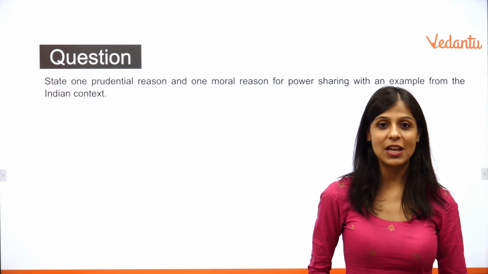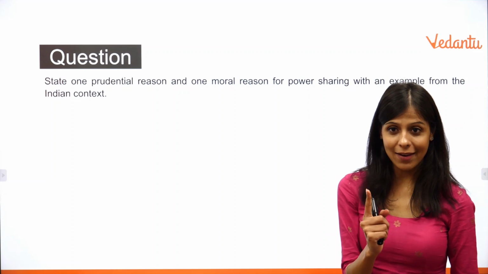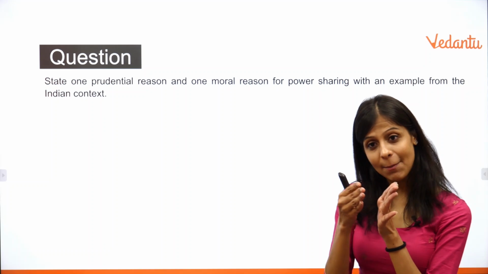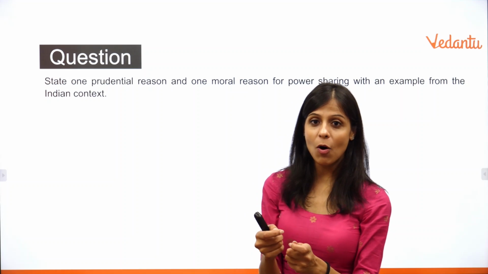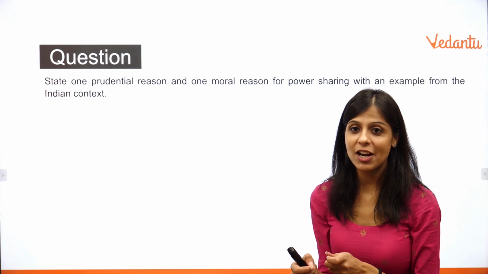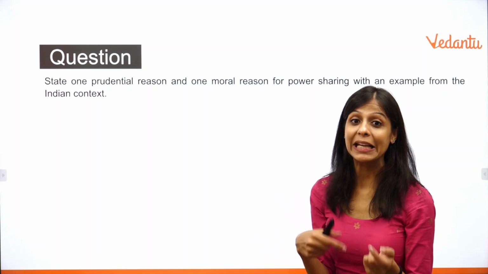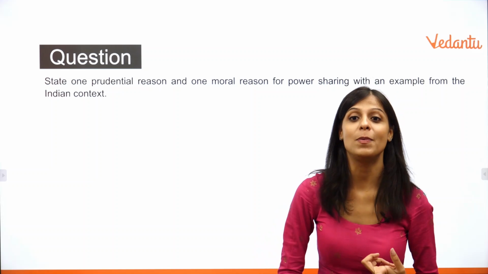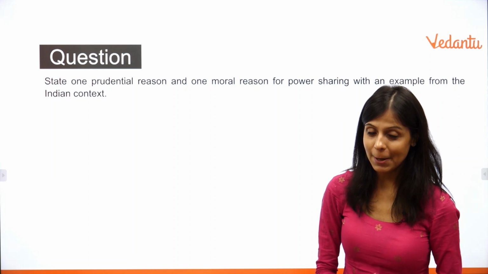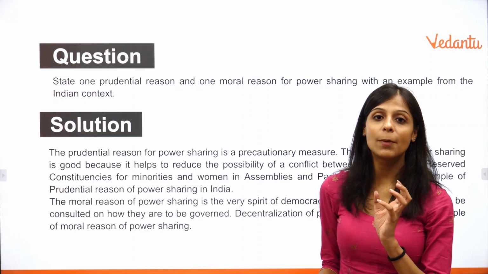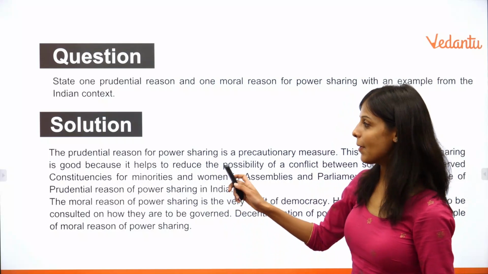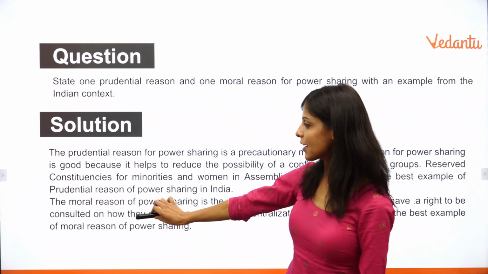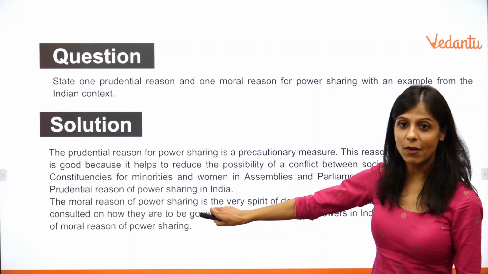So the next question is: state 1 prudential reason and 1 moral reason for power sharing with an example from Indian context. Of course you'll be starting with the definition of power sharing. Then you're going to talk about the prudential reason. For example, I have segregated the prudential reason of power sharing, and then I have segregated the moral reason of power sharing.